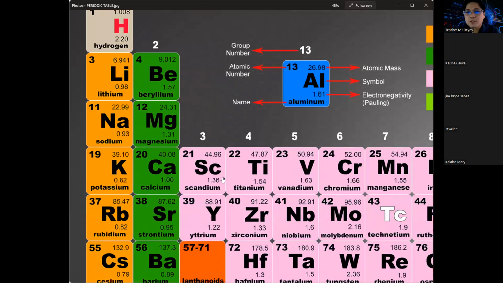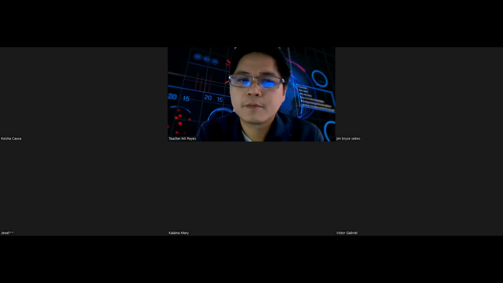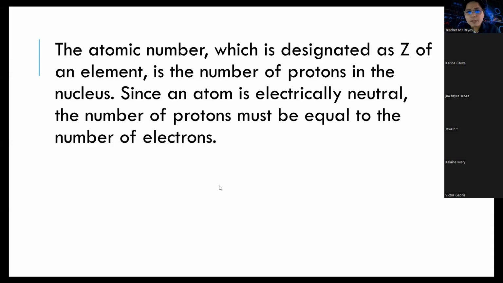How many protons? It has 13 protons, based on the explanation of Ernest Rutherford. Again, the atomic number, designated as Z, of an element is the number of protons, the positively charged particles in the nucleus. Since an atom is electrically neutral, the number of protons must be equal to the number of electrons.